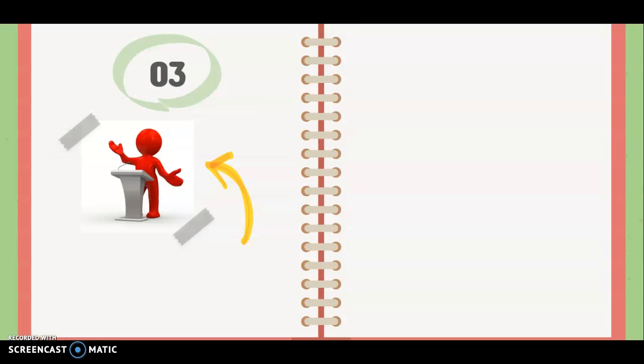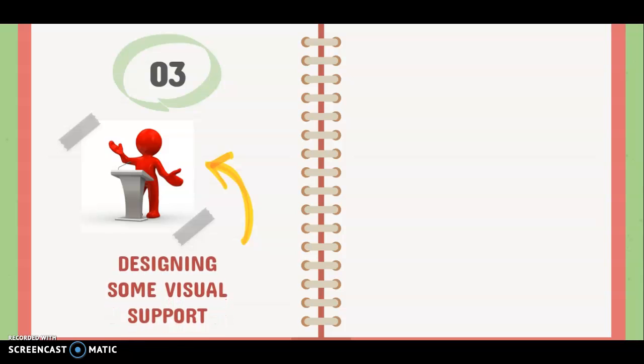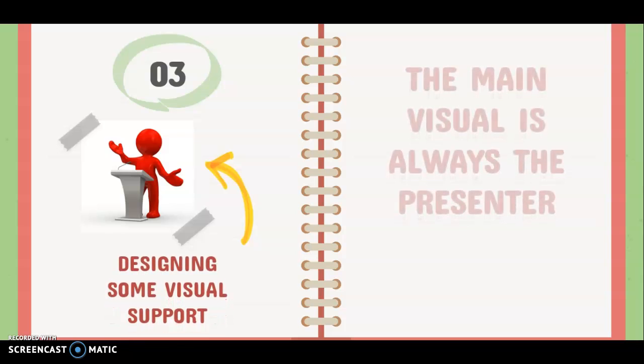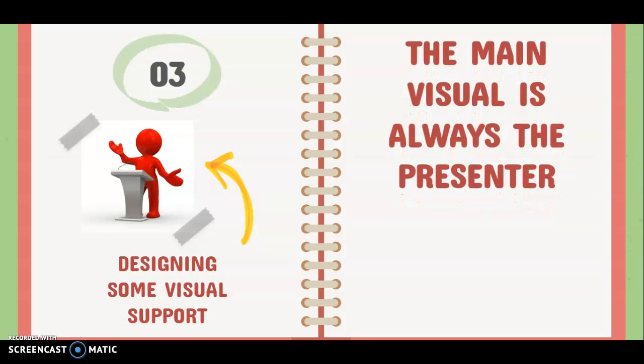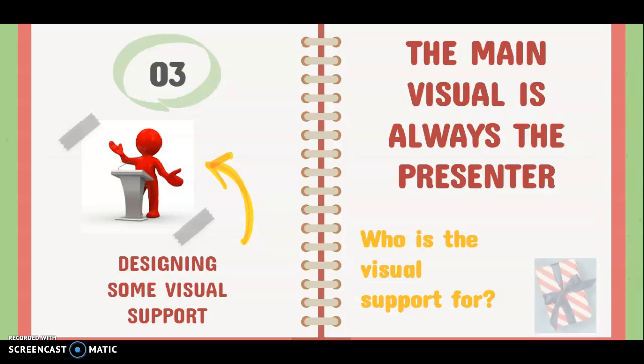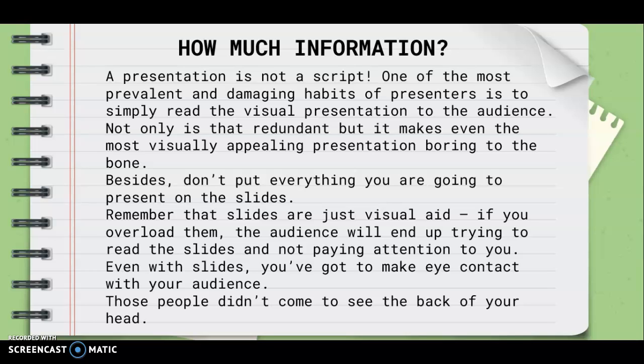Let's move now to the third and last aspect, designing visual support. Always have in mind that the main visual support is the presenter. Ask yourself this question: who is the visual support for? The audience or the presenter? Always think of a presentation as a gift for the audience. How much information should your presentation include?